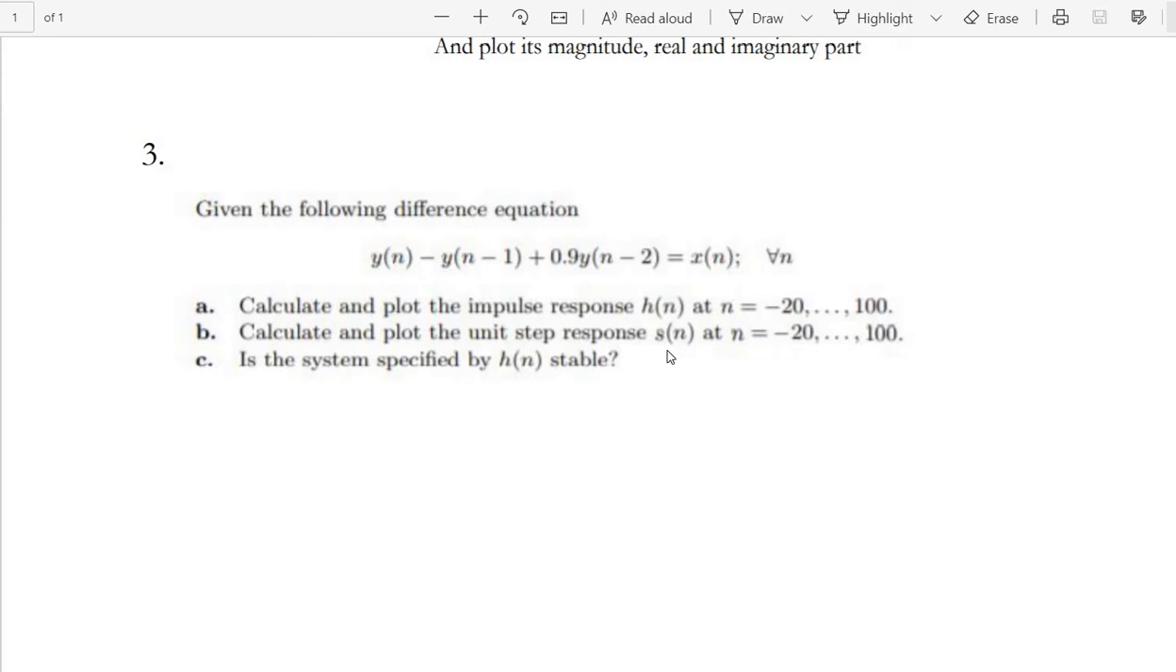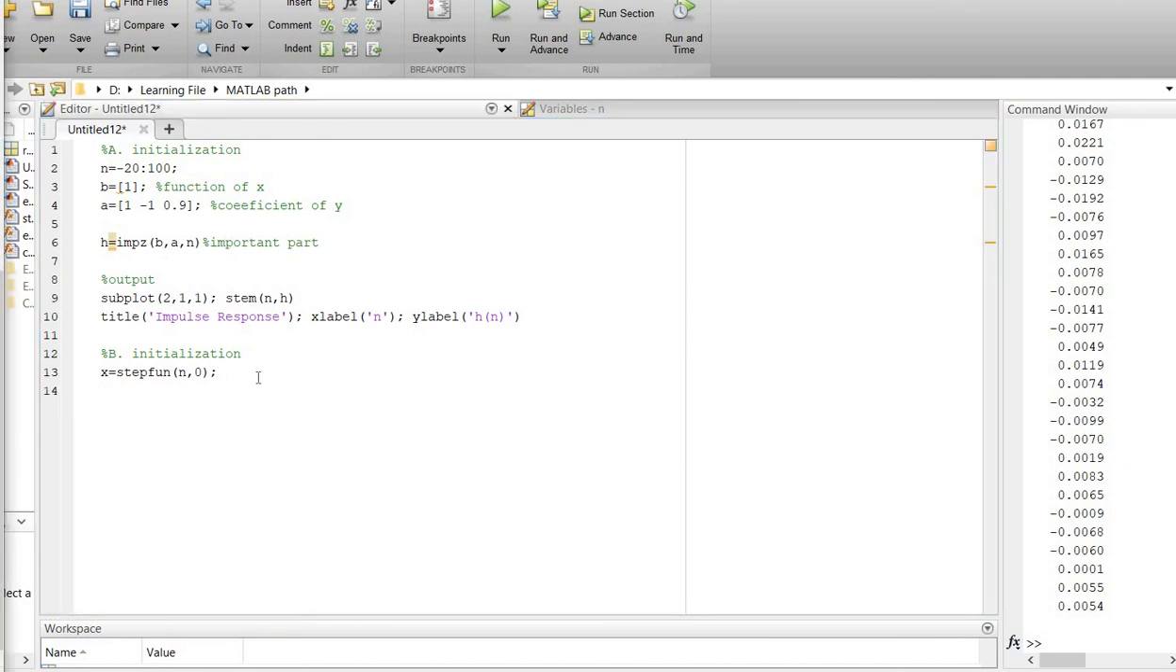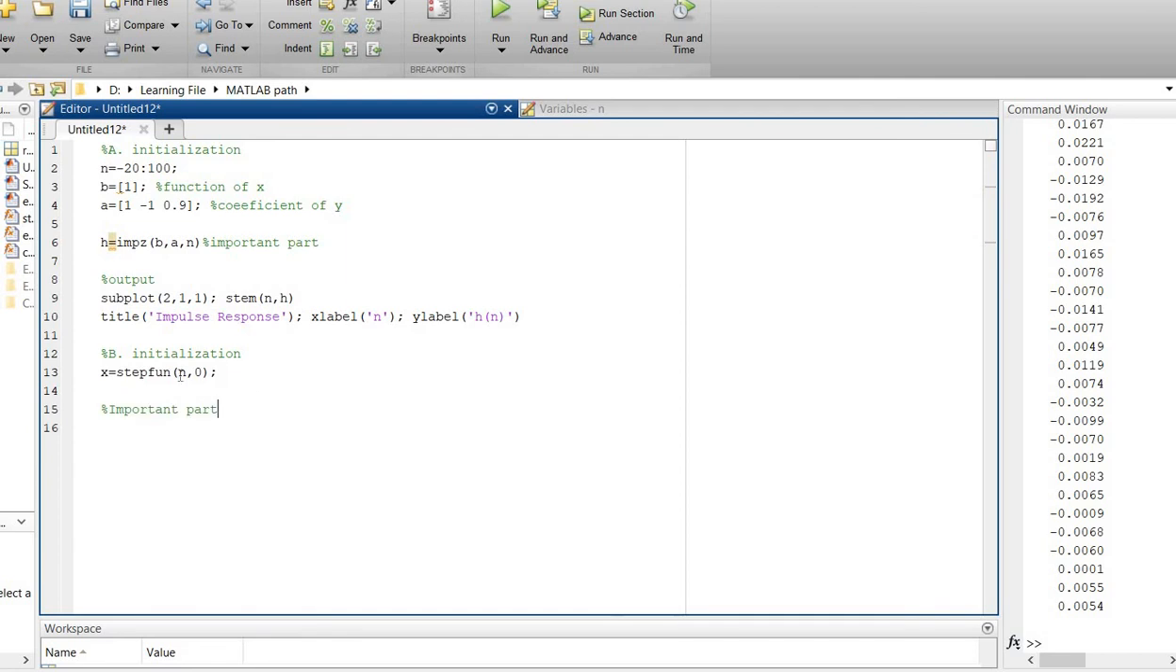With this one, we're going to use the filter function, and we're going first to define a unit step. To define a unit step, I've already discussed it in the previous part. The range is -20 to 100, and then 0 because it's a unit step. Again, for the important part.